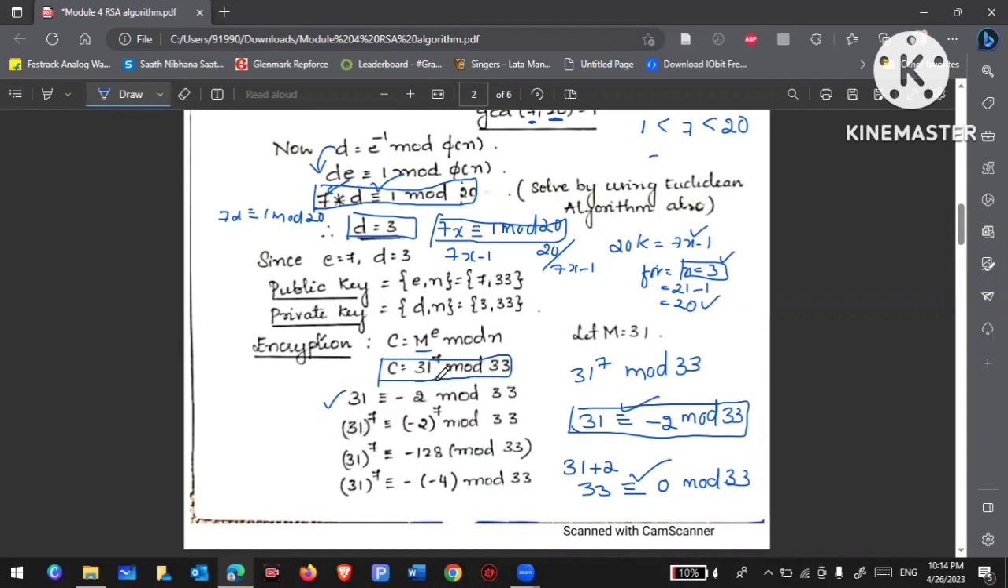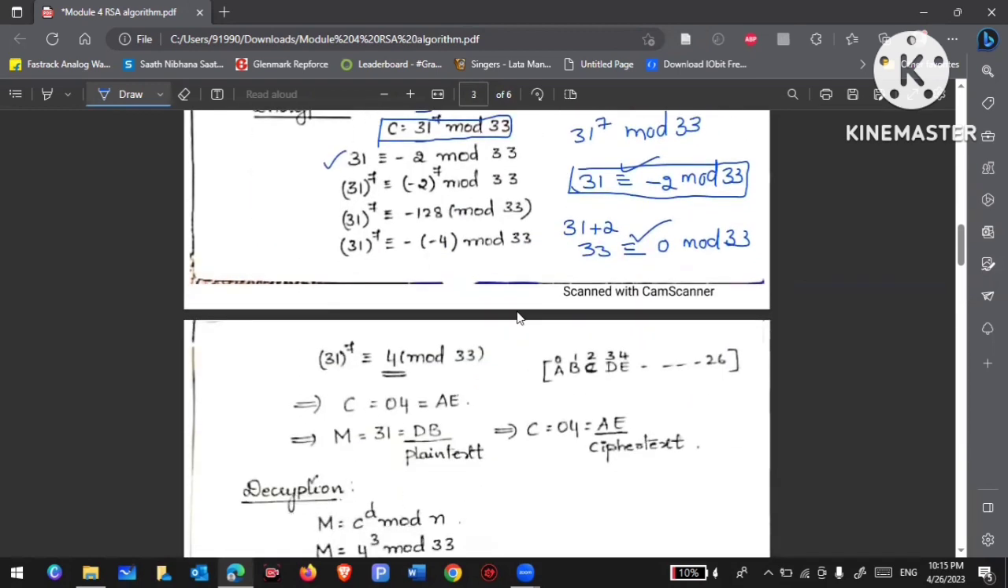Now we want 31 to the power 7. So raising 7 on both sides, 31 to the power 7 is congruent to (-2) to the power 7 mod 33. So 31 to the power 7 is congruent to -128 mod 33. Then if you reduce this remainder 128, you'll get -4.